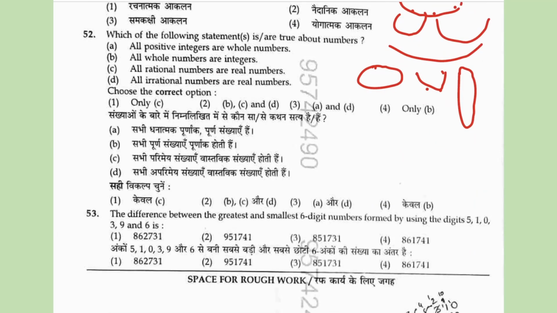Which of the following statements are true about numbers? Now this is a question I've struggled with really. All positive numbers are whole numbers? Yes, all positive numbers are whole numbers. All whole numbers are integers? I think 0 is not an integer, so this is wrong. All rational numbers are real numbers. So again, yes. And all irrational numbers are also real numbers. That is also true, because you have real numbers and imaginary numbers.